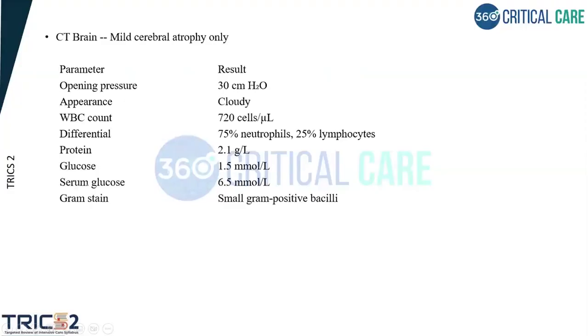Now what you have to concentrate on is your CSF analysis. His opening pressure is high, WBCs are on the higher side, and he has a mixed picture: 75% neutrophils and 25% lymphocytes. His glucose levels are very low and his gram stain has shown some gram-positive bacilli. Can anyone tell me what is the diagnosis of this scenario?